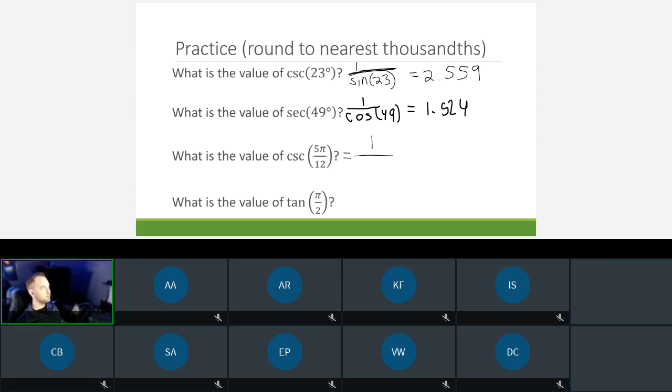Yep, 1 divided by sine. Yep, cosecant becomes sine. And then we're doing 5 pi over 12. And we're rounding to the nearest thousandths place. I actually should have done a wavy symbol and I forgot, but yeah, it means about.